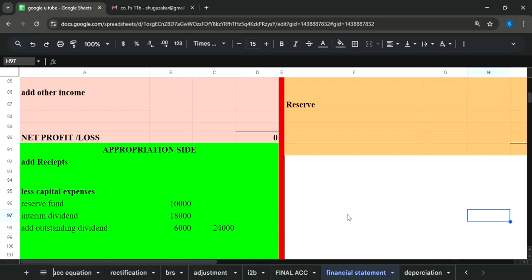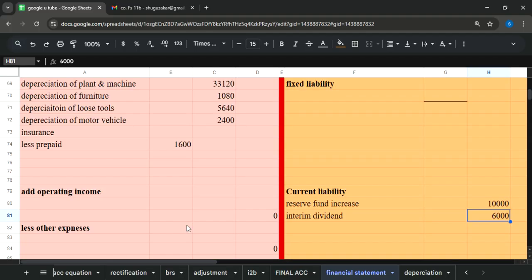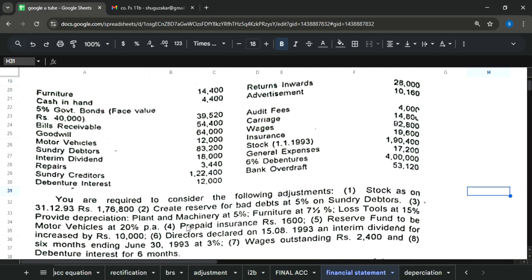Look here, we had three amounts: 18, 6 and 24. 24 is the total dividend, 18,000 was present in the trial balance, so it would not have a second effect. It means 6,000 was the amount which was not present in the trial balance. This would be considered an adjustment. That is why for the double effect only 6,000 would be used. So guys, you have seen that this interim dividend, adjustment number 6, is completed.